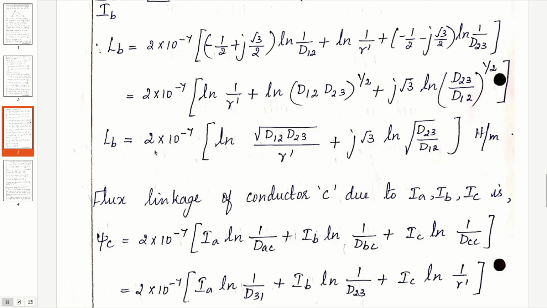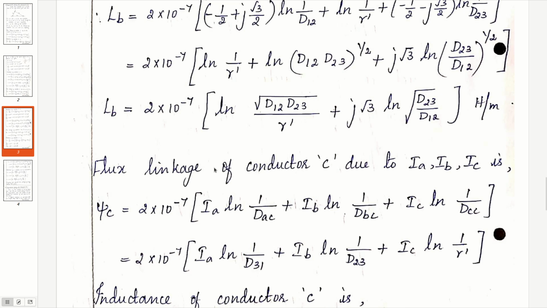LB is equal to 2 into 10 to the power minus 7 ln of square root of d12 d23 by r dash plus j root 3 ln square root of d23 by d12 Henry per meter. Okay, so now check the expression for LB with LA. So it is not the same. So LB and LA are different.